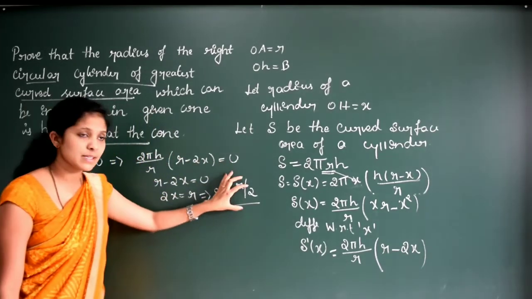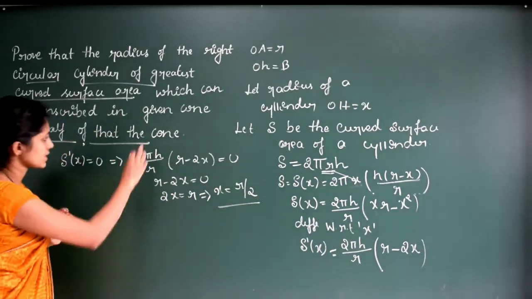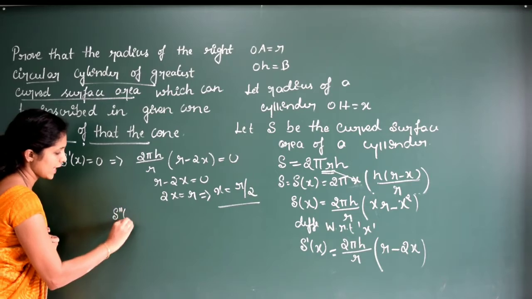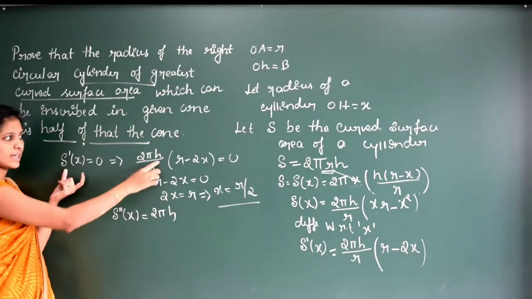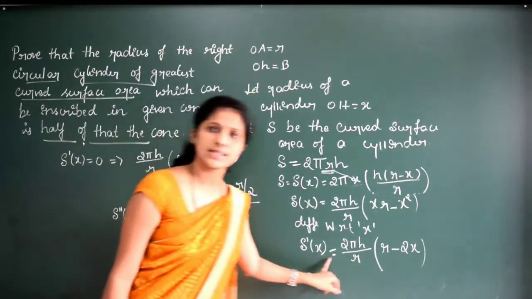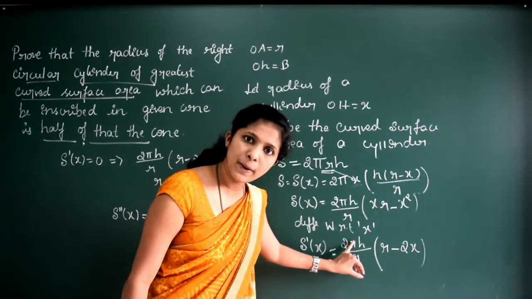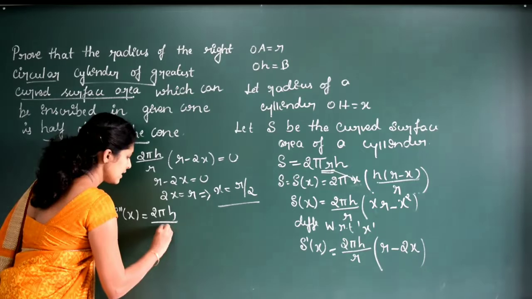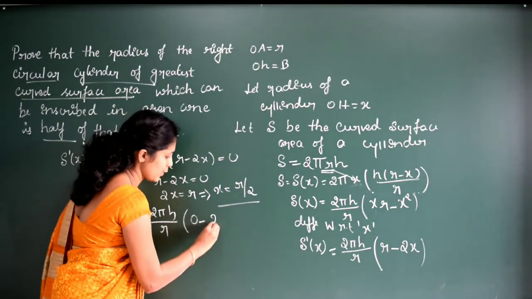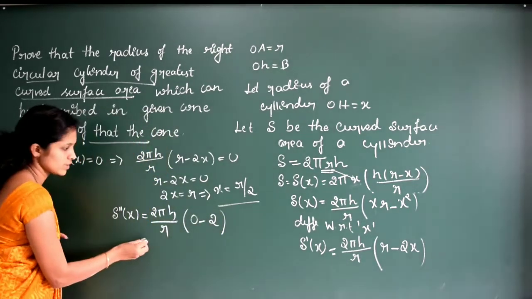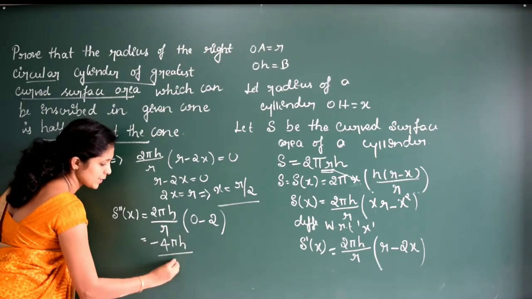Now to check whether it is a maximum or the minimum value, we need to differentiate the function again. So we will differentiate this one. S double dash of X is equal to 2 pi H, this one. See, this is the S dash of X. We have to differentiate. So the constant as it is, that will be 2 pi H divided by R and remaining terms, derivative of R will be 0 minus derivative of X will be 2. So by this we got minus 2 into 2 will be minus 4 pi H divided by R.